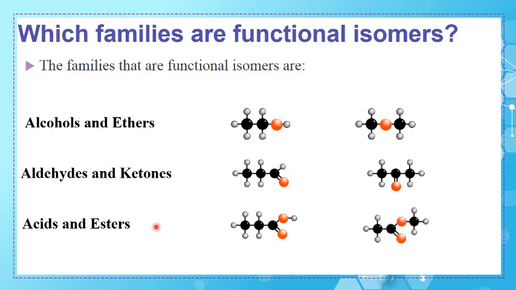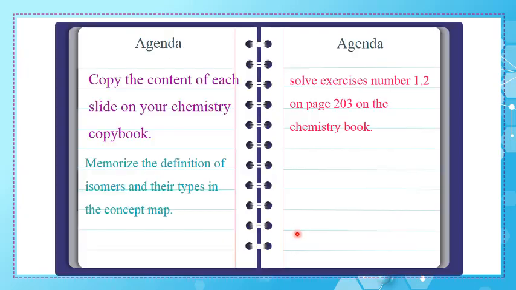Actually we didn't talk about esters in this lesson, we will talk about them later, but keep in mind that acids and esters are functional isomers. Now I will ask you to read what you have in the agenda and to copy what is required, and you have to solve these exercises as homework.